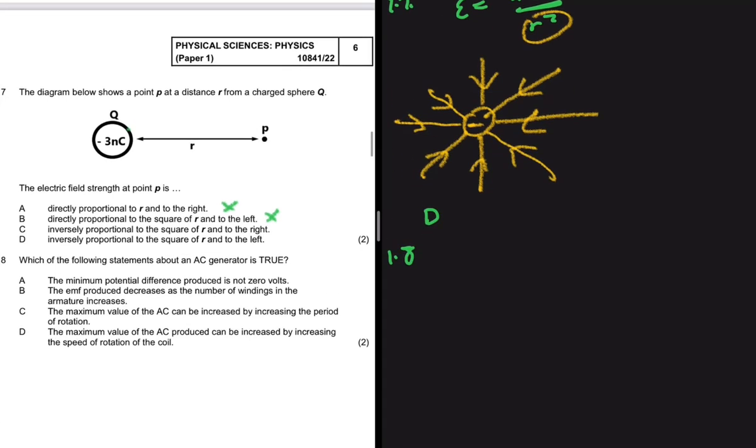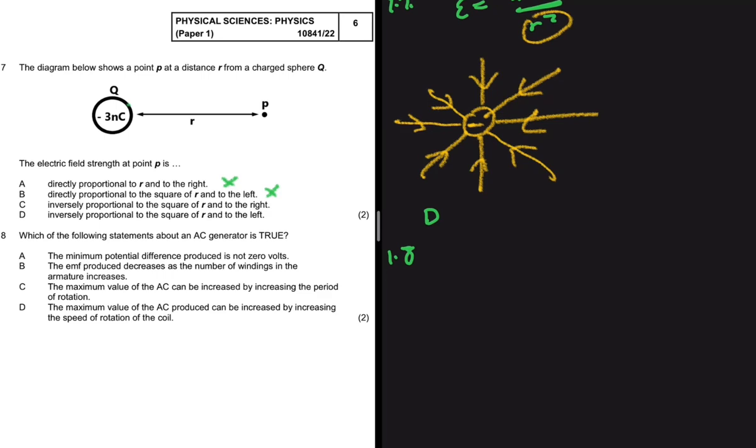1.8 is saying which of the following statements about the AC generator is true. A, the minimum potential difference produced is not 0 volts. It is 0 volts. So that cannot be our answer. B, the EMF produced decreases as the number of windings increases. That is not true.